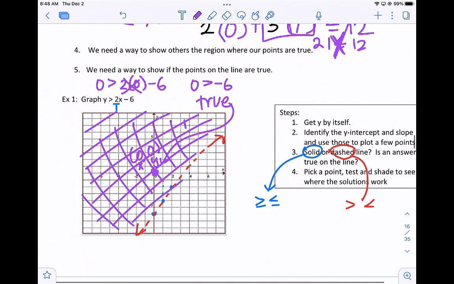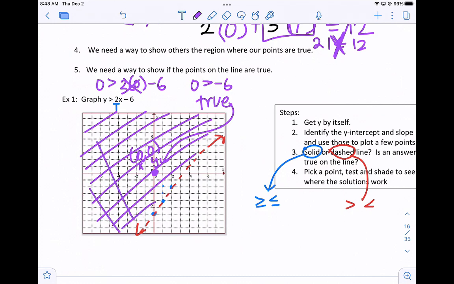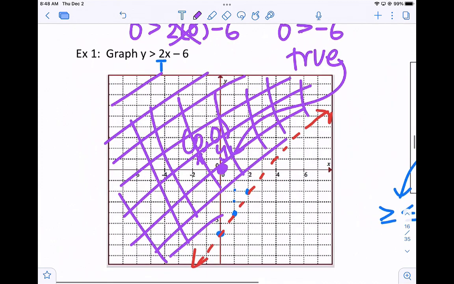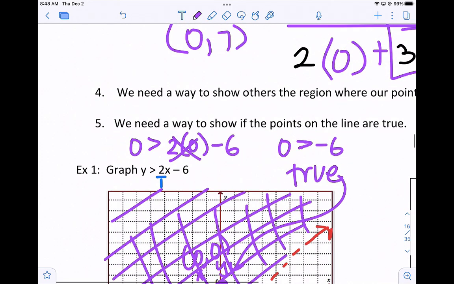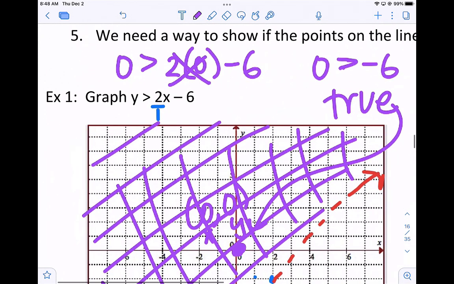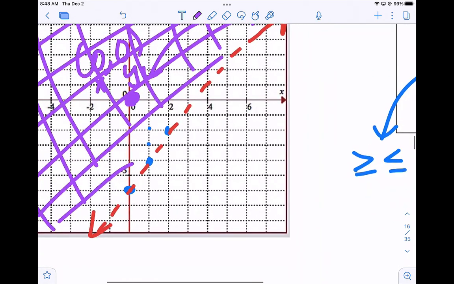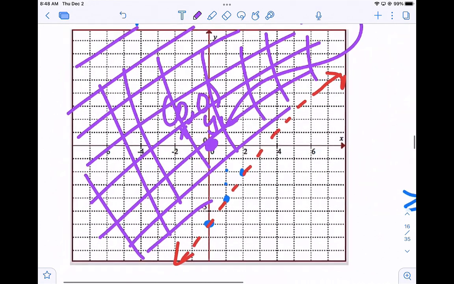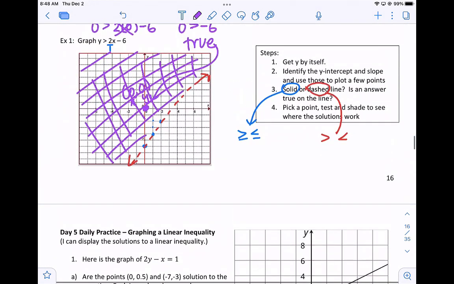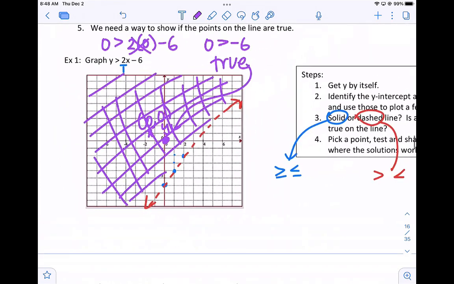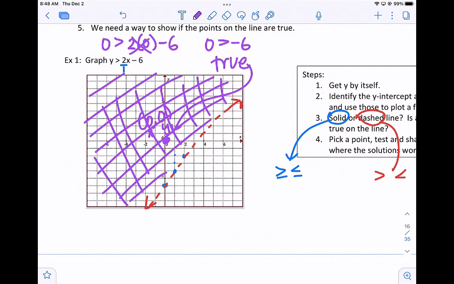So what that means is any point in the shaded region, whoops, my shaded region got too ambitious there. Any point in the shaded region right here, if you plug any of these points into this inequality, it's going to work. If you plug in any point below the line, it's not going to work. It's going to be false. So we pick a point, test, and shade. And if it's true, we shade that side of the line.